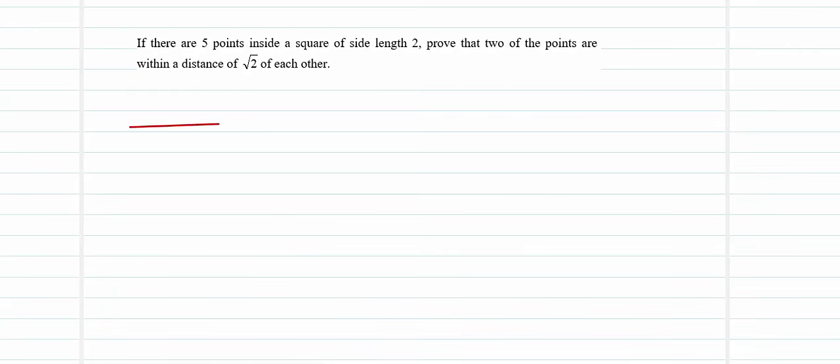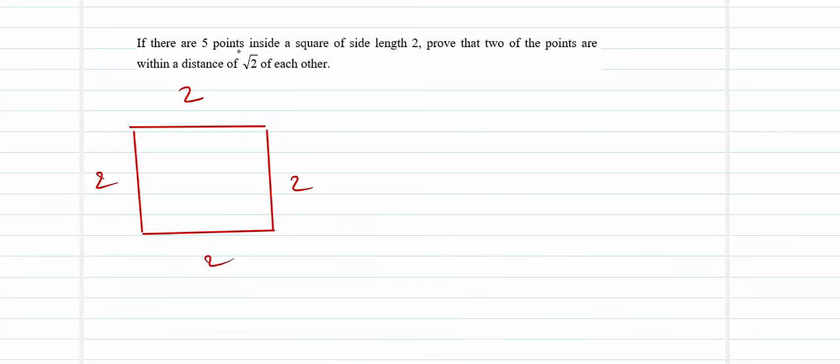So now I am going to have a square. What is the nature of the square? The square is going to be of side equal to 2 units. Now I have 2 units everywhere, and I need to place 5 points over there, and at least 2 of the points must be in the same one.